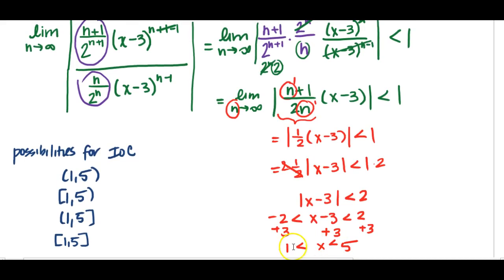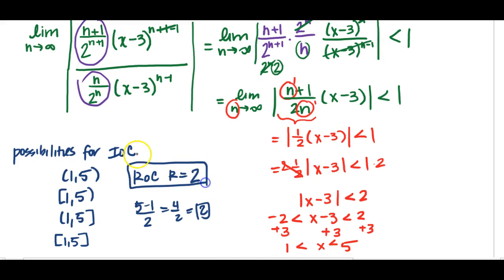If the interval of convergence goes from 1 to 5, so that's a length of 4, then the radius is going to be half of that. So my radius of convergence, let's write that down, the radius of convergence r is going to equal 2. That came from (5 minus 1) over 2, so that's 4 over 2. So I get 2. This I know for sure.